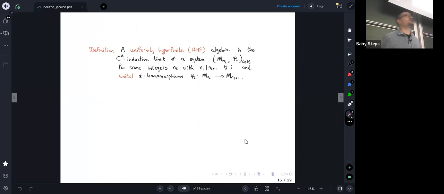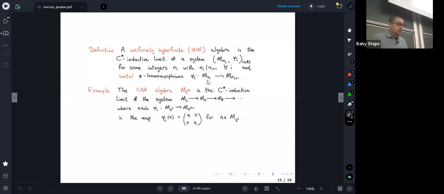Never mind that. Okay, so finally, here's the definition of a UHF algebra. UHF stands for uniformly hyperfinite. It is exactly one of these inductive limits, one of these abstract unions of a system where the sister algebras are just matrix algebras, M_{N_i} for some N_i, and these phi_i are unital star homomorphisms. Of necessity, remember the necessary condition for there being a unital star homomorphism is that these N_i should successively be multiples of each other. Okay, so that's what a UHF algebra is.